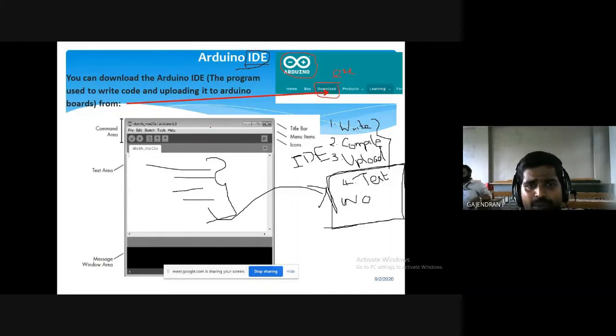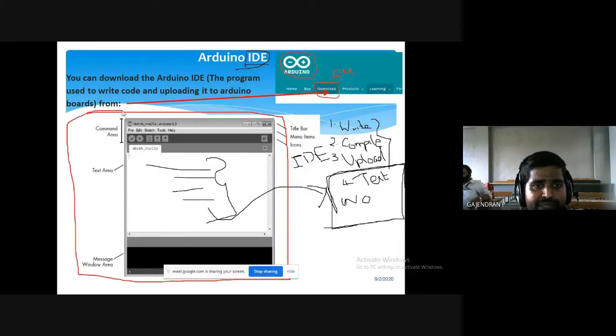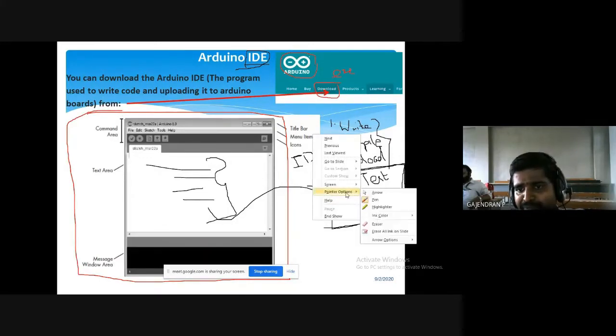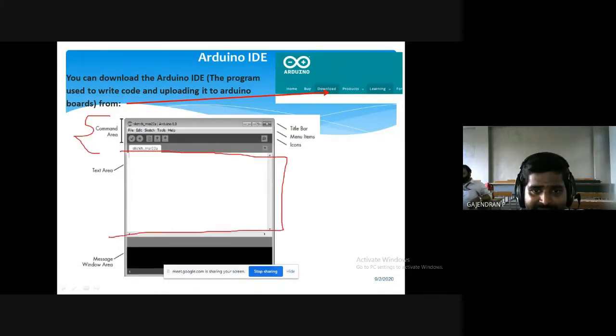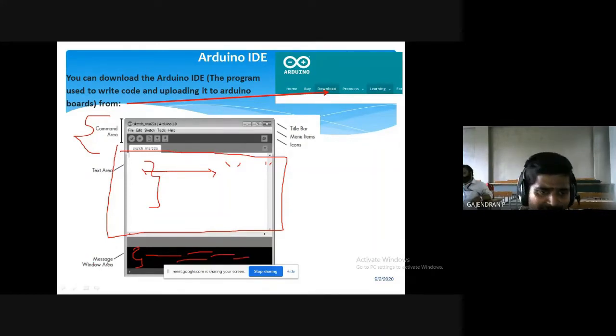Once you download and open your software, this is your main window. It will look like this. The main window consists of a few things. Please make note of it. The first one is the command area. Then this is your text area. Then the message area. Very simple. In a C program, what will we do? Print something. Yes, at the bottom of the display you will have the print statement. Whatever command you type, and if you execute it, that will print here. That is the help of this message window.